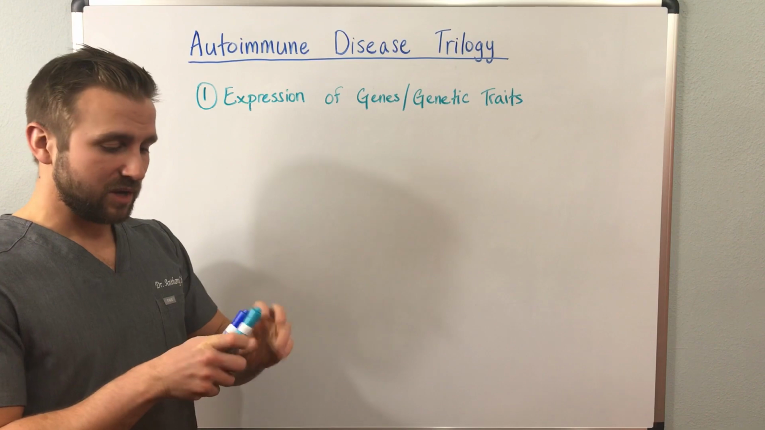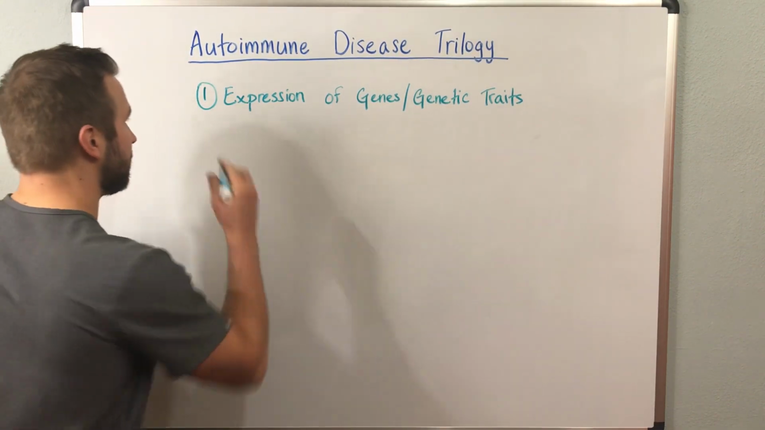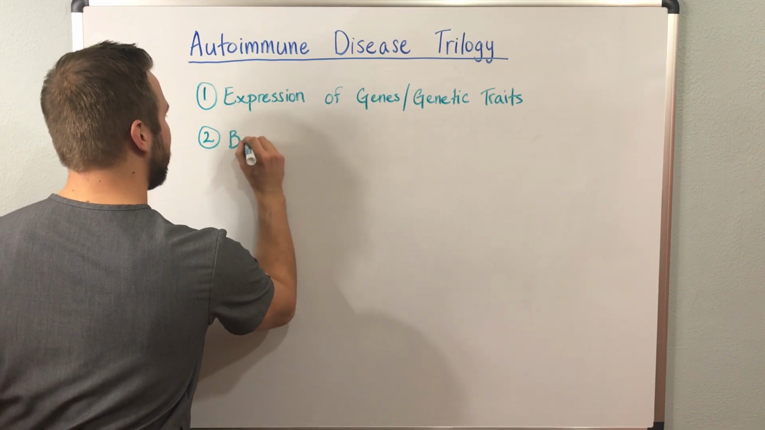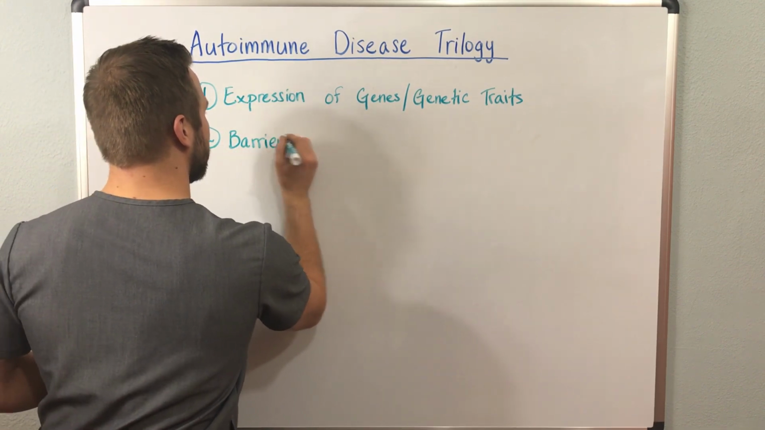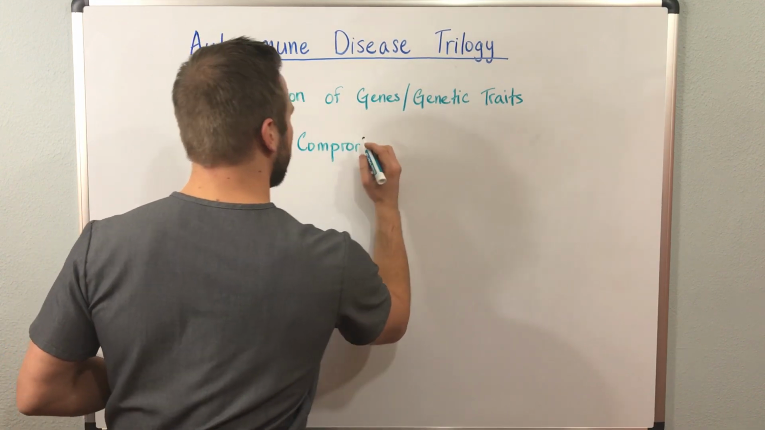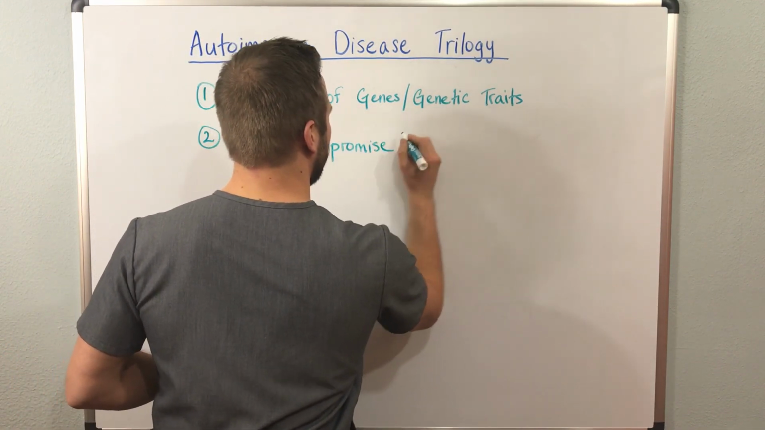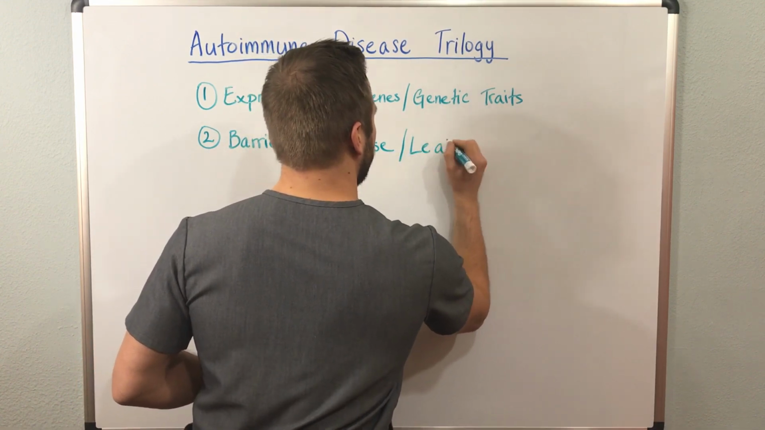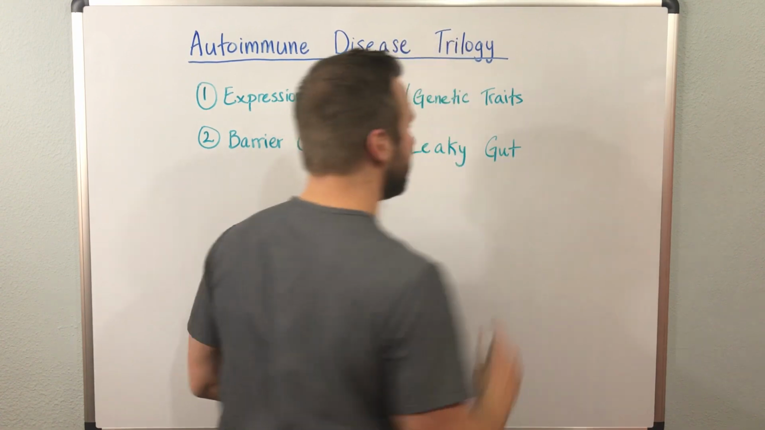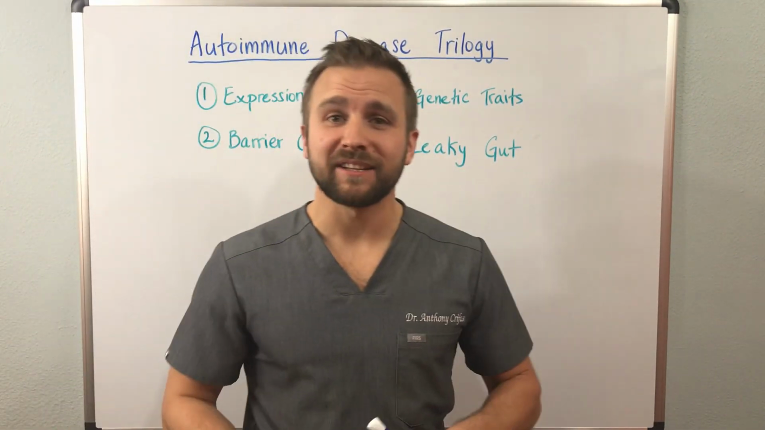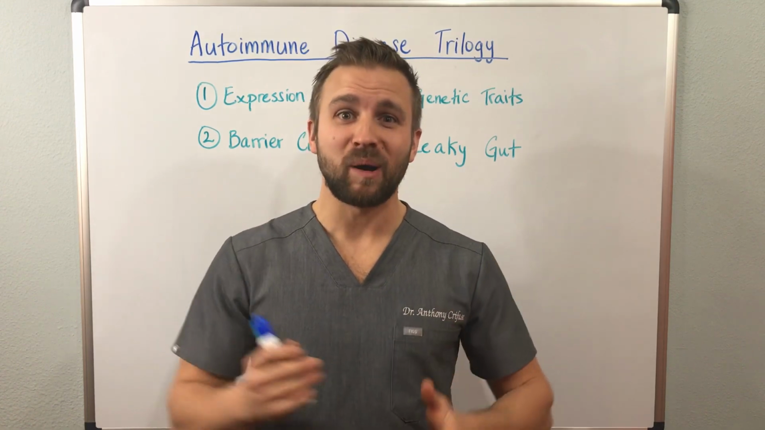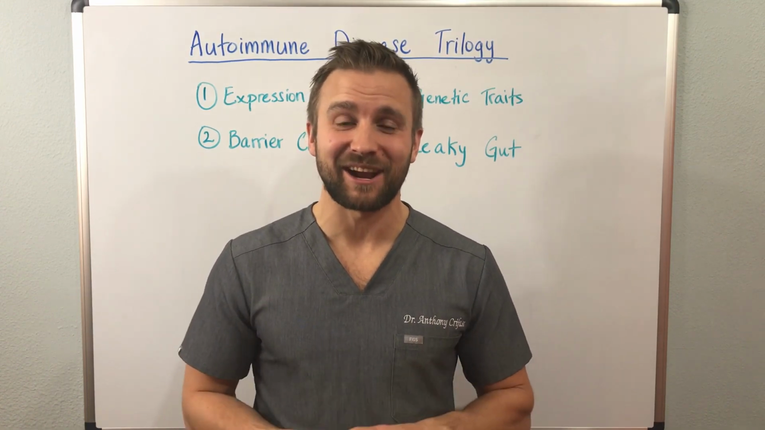Okay, that's number one. Number two is what's known as barrier compromise, or leaky gut syndrome, or leaky gut. Now remember, I'm not making this stuff up today. I don't make anything up. This is all in the literature. So go on PubMed, you can find this stuff out. It is there. All right?